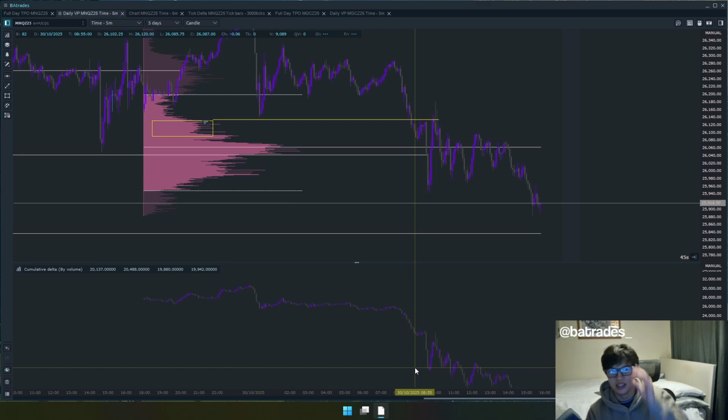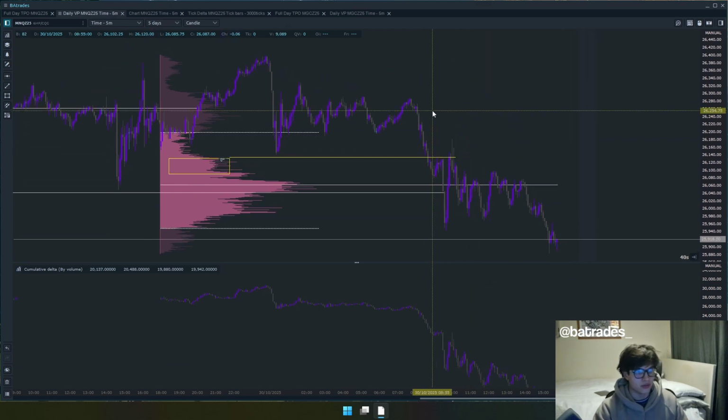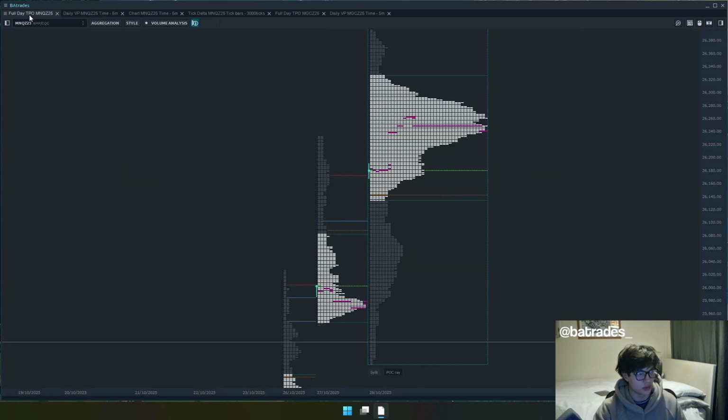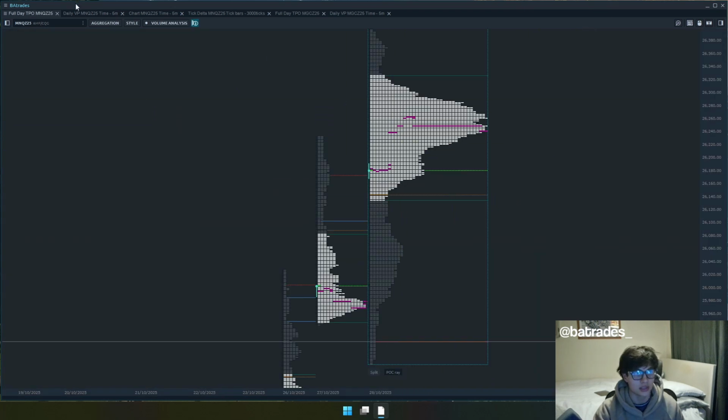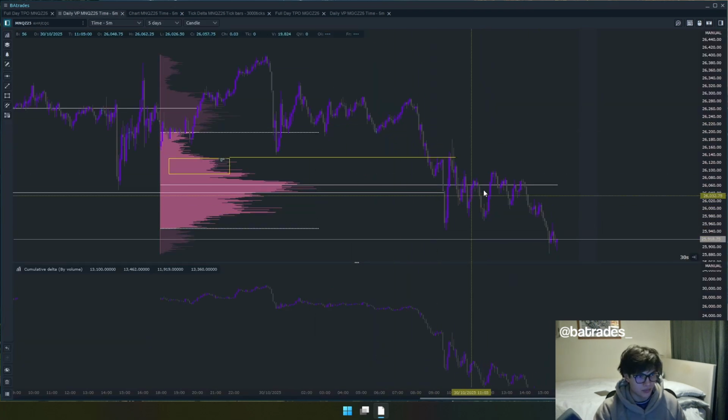I thought the aggressive sellers were already overextended on the day, so what I was looking for was a trade back to the point of control, which is up here at 240. That's what I was looking for. Obviously this is a composite too.